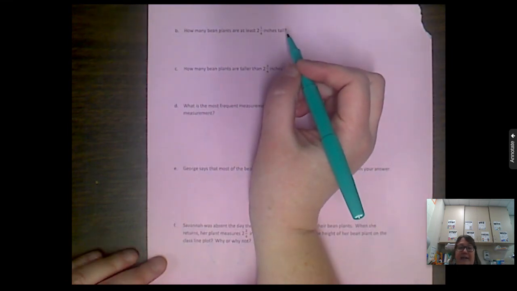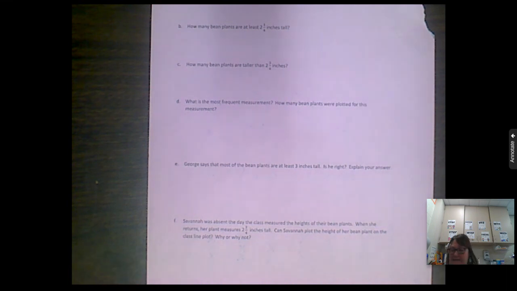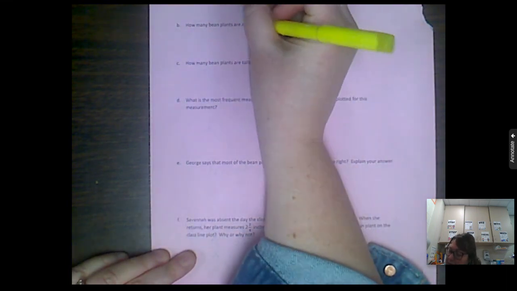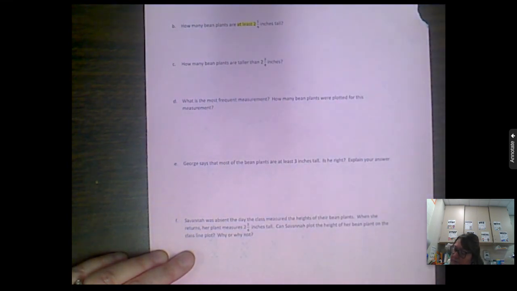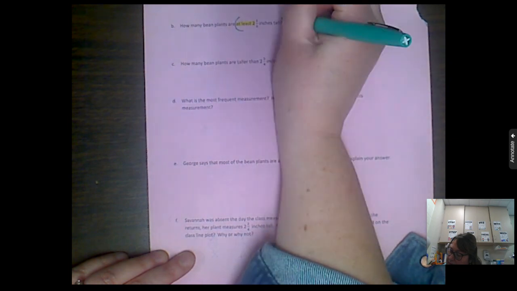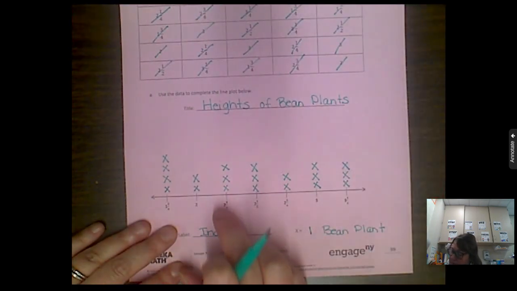Alrighty, so this is where a highlighter comes in handy. It says, how many bean plants are at least 2 1/4 inches tall? At least 2 1/4 inches tall. So here's 2 1/4 inches.